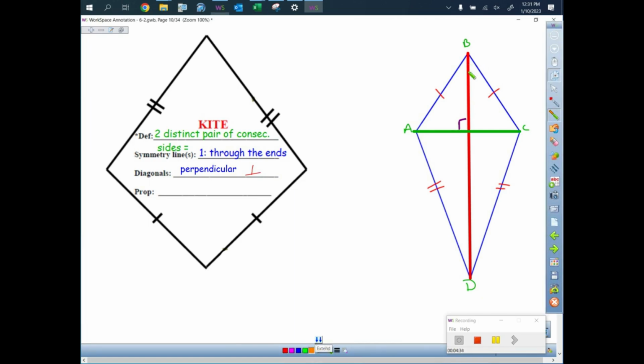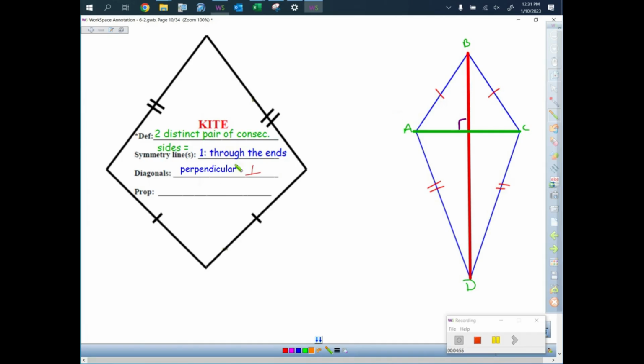It is totally true that this red diagonal does cut the green one into two equal pieces. That will happen. But my question is, does it work the other way around? Does the green one cut the red one into two equal pieces? When I say bisect each other, it has to be a two-way street. The red one cuts the green one in half, and the green one cuts the red one in half. That's not happening, right? And they're definitely not the same length.